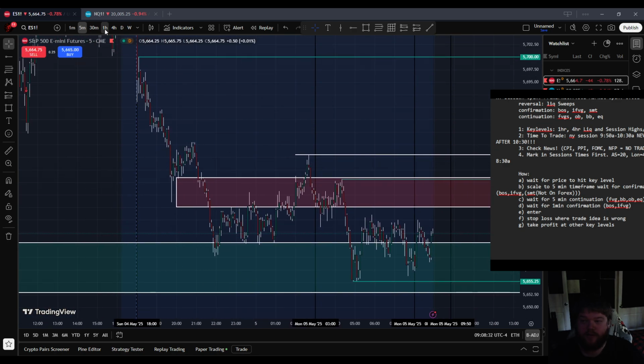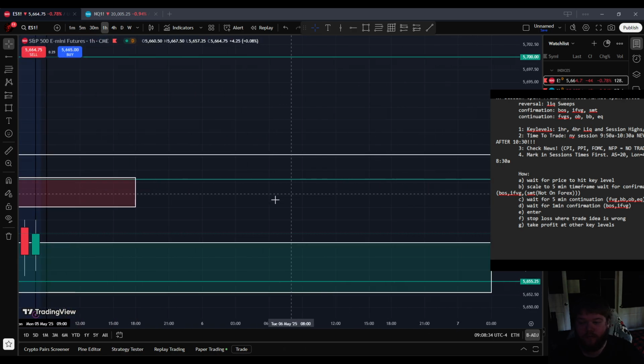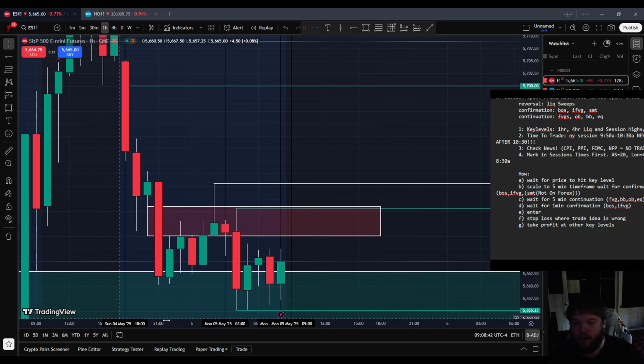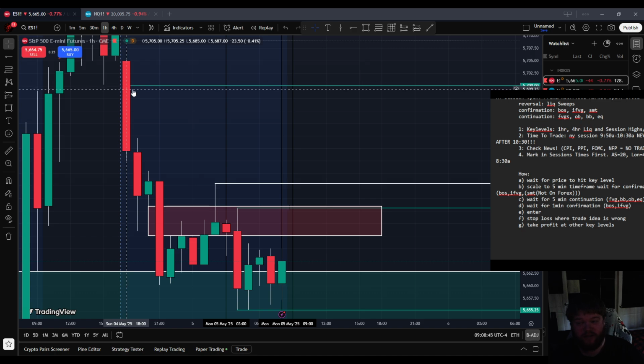And then when I go back up to the hourly after marking it, the key levels don't make sense. Well, they do for this here because this is the highest point, this is the lowest point. But for Asian session, this right here makes no sense. Having it right there, instead it'd be better off being placed like right there.